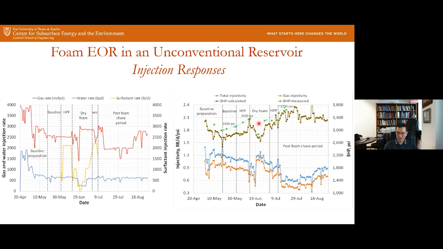Then going into the dry foam, I would say there's very little foam because a very small amount of water with surfactant is injected. The whole purpose of the dry foam is to see, if you cut down the injected water, whether you can gain more displacement efficiency based on the interaction between your injected gas and oil.